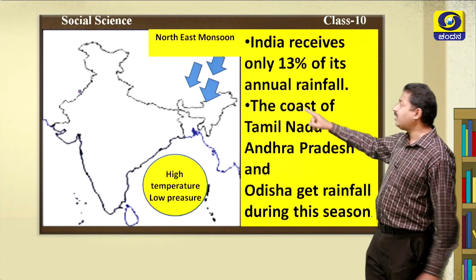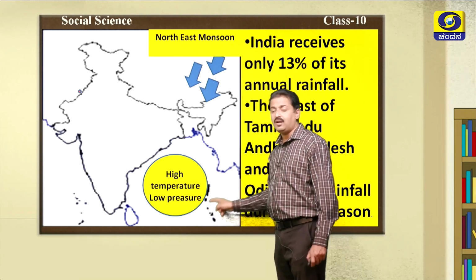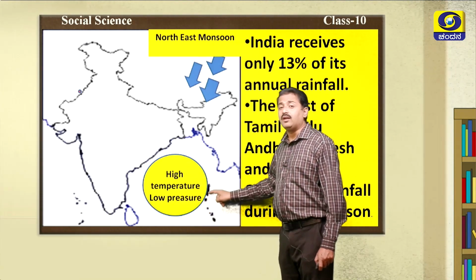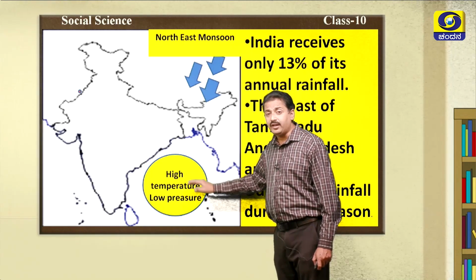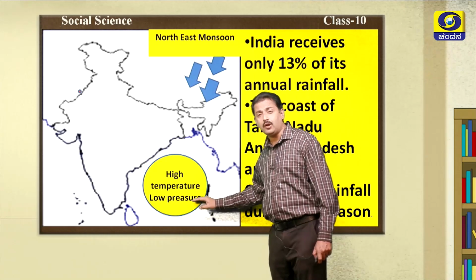Dear students, that is what I am showing you over the map here. See, this is the Bay of Bengal, and over the Bay of Bengal there will be high temperature and low pressure.